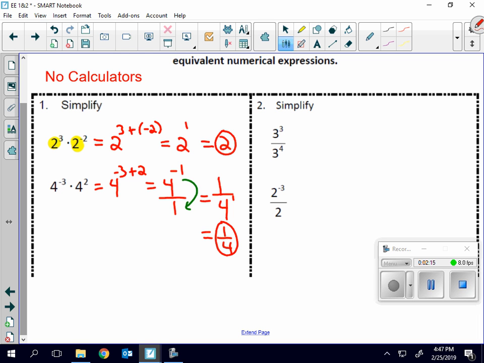Let's do number 2. This time we are using division. Okay, we have division of 3 to the third divided by 3 to the fourth. We're going to still keep that base. The base is the same, the base is 3. And now we're going to subtract our exponents. 3 minus 4. Always the top minus the bottom. And 3 minus 4 is a negative 1.